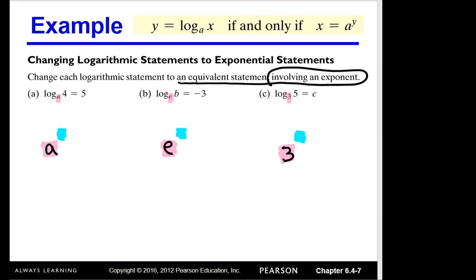And what goes in that position is whatever the logarithm is set equal to. So here it would be a to the 5. Here it would be e to the negative 3, and this would be 3 to the c. And then basically it's just gonna equal the only thing you have left. So this is gonna equal 4, this is gonna equal b, and this is gonna equal 5.